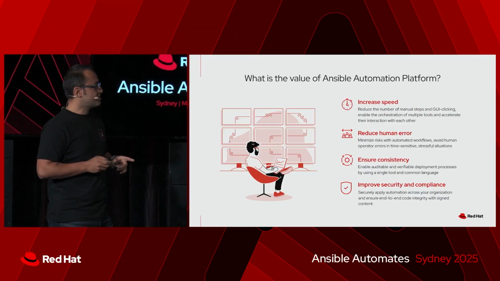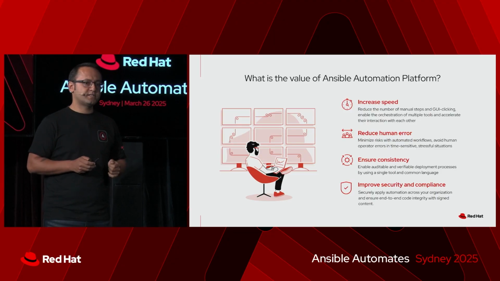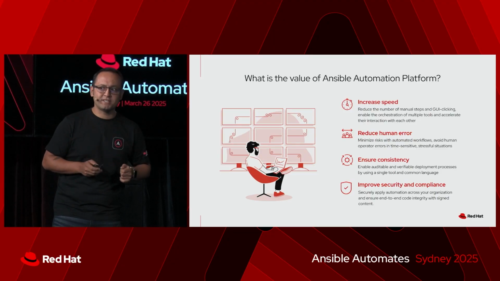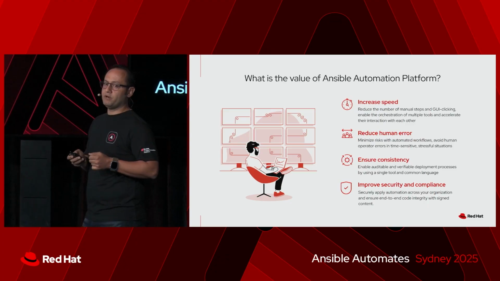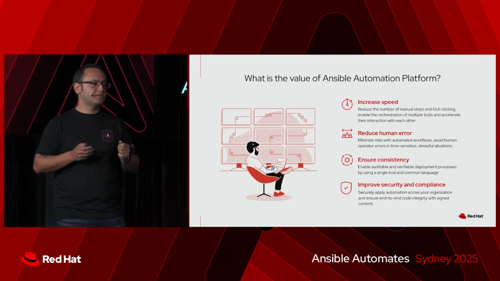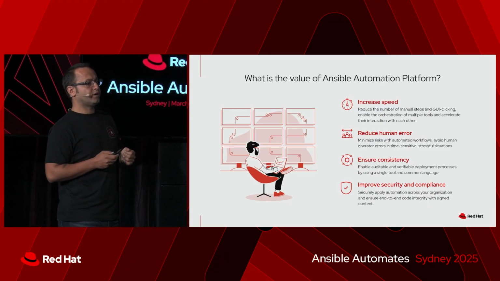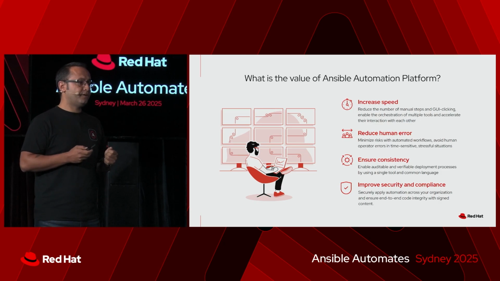Also ensuring, and this is my favorite point, ensuring consistency. We are standardizing our approach to automation. We are ensuring that we are doing this consistently. Sean touched a lot on code reuse. This is really, really important.